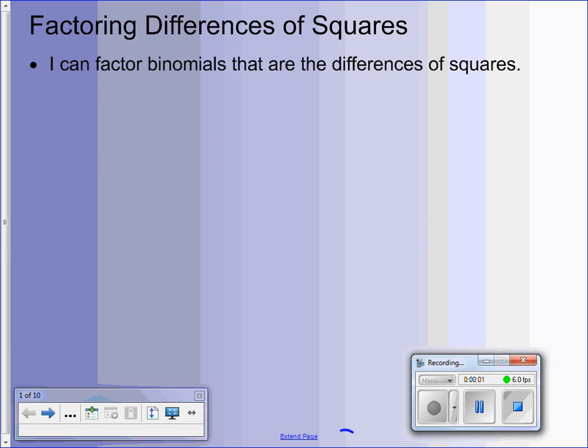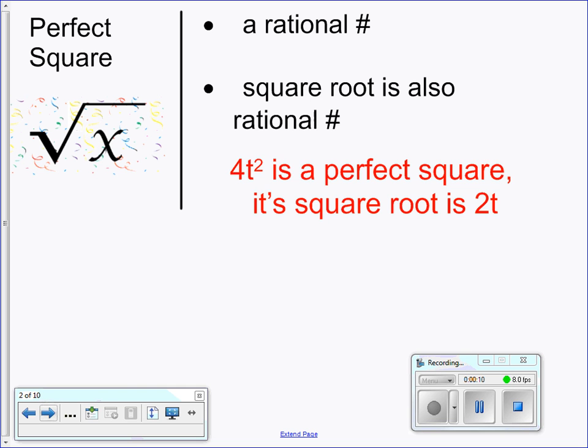In this lesson, we'll be factoring difference of squares. At the end of the lesson, you should be able to factor binomials that are the differences of squares. So a perfect square, remember, is when we can take the square root of a number and it's a rational number. The square root is also a rational number. So 4t squared is a perfect square because its square root is 2t.